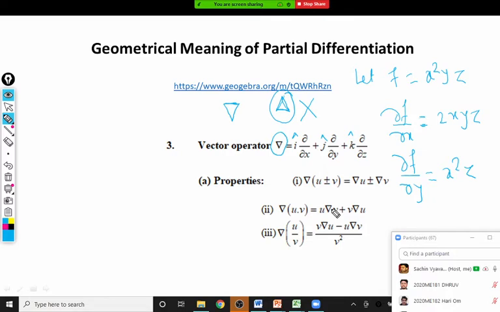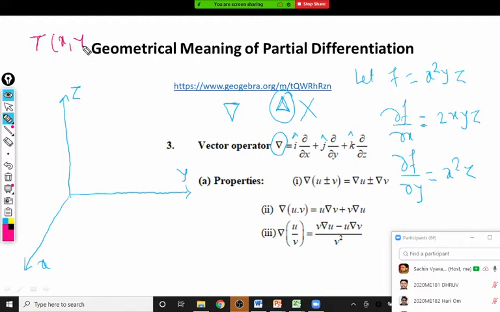Now, one standard example of a scalar function is temperature. Temperature is a scalar function because it has only magnitude. Temperature does not have a direction. Suppose, for simplicity, this is the x-axis, this one is the y-axis, and this one is the z-axis. Right now I am taking the same function; say this is our temperature function.